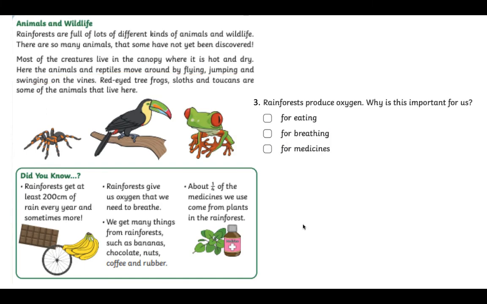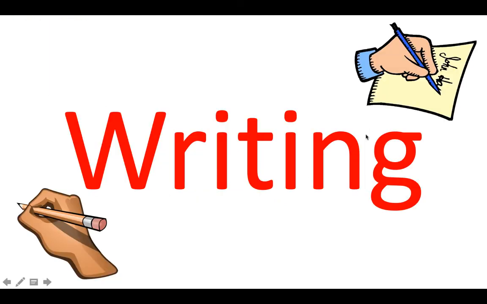Question number 3. Rainforests produce oxygen. Why is this important for us? Is it for eating? Do we eat oxygen? Is it for breathing or for medicines? Okay, so pause your screen and find the answer for that. I'll give you a clue. It's in this bottom half here. Okay, so have a go at answering that for me and pause your screens. Okay, super. So you should have got that it's important for breathing. So you should have written this one down. Okay, well done. And that takes us on to our writing.